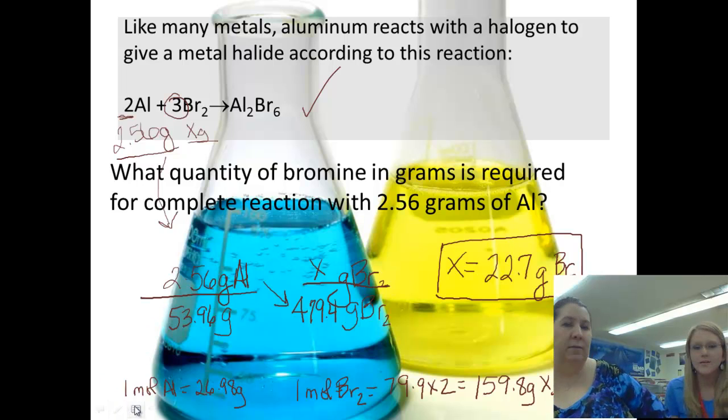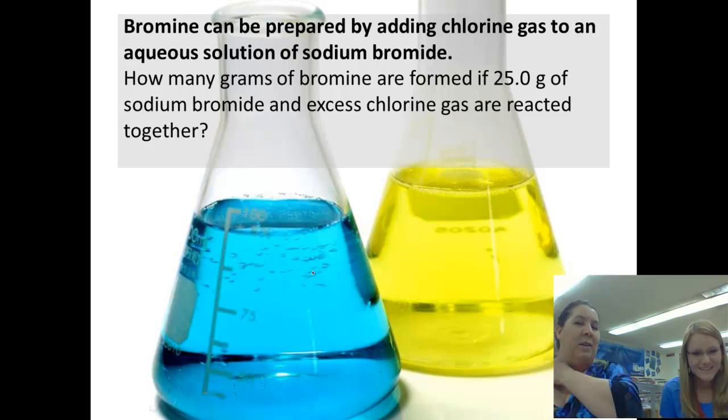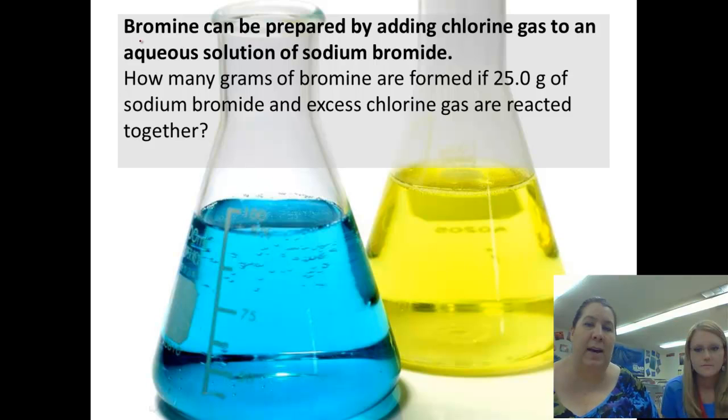Why is that? Well, do you see anything missing from this picture here? Gasp. We don't have our balanced chemical equation. We can't do anything without that. So can we figure one out from the information that they gave us here? Heck yeah. Well, let's see what we can do. It says bromine can be prepared by adding chlorine gas to an aqueous solution of sodium bromide. So we're going to write the chemical equation for this.